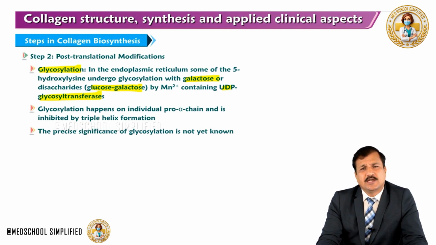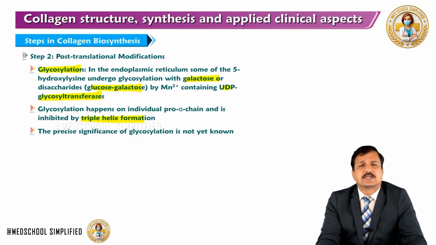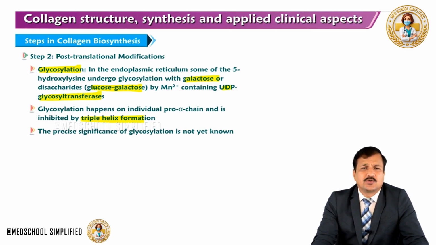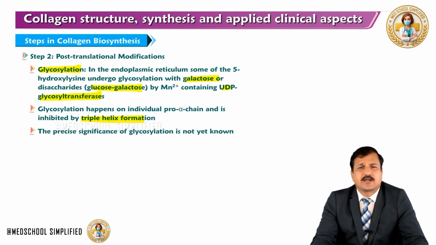Glycosylation happens on individual pro-alpha chains and it is inhibited by triple helix formation. That means glycosylation happens only in the endoplasmic reticulum, and once triple helix formation is initiated, glycosylation is inhibited. And the precise significance of glycosylation is not yet known.